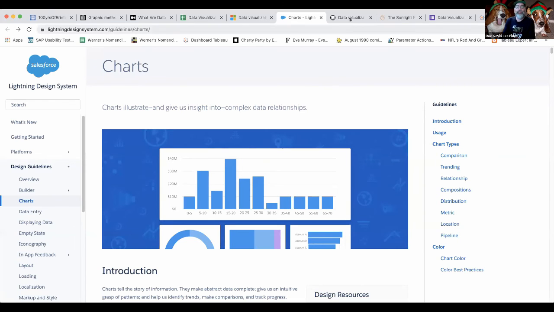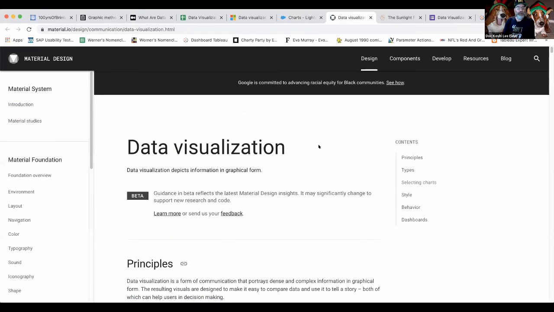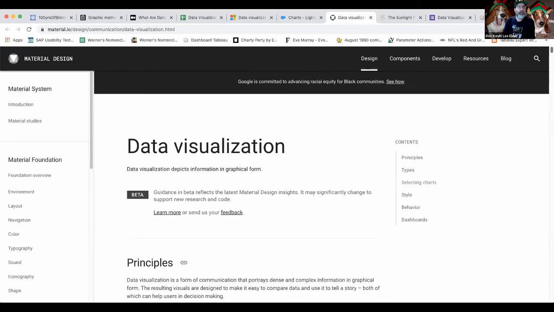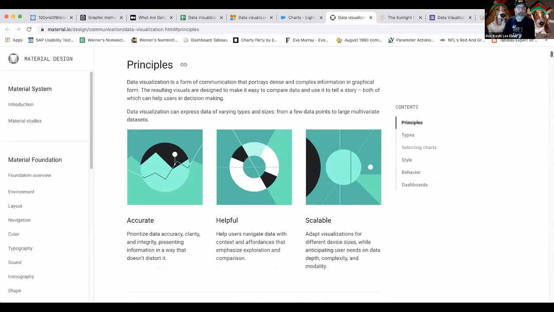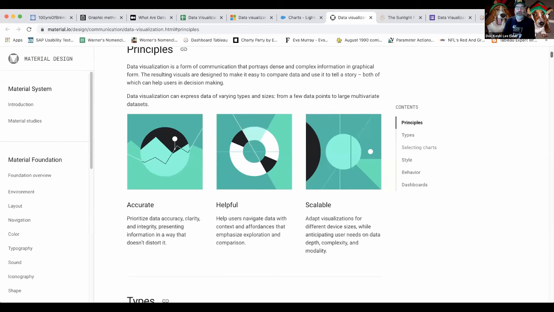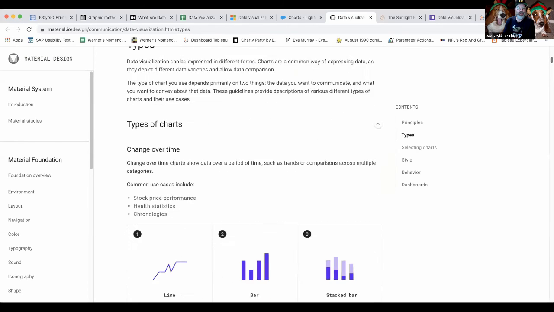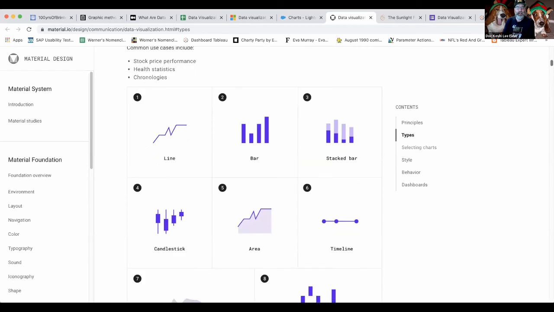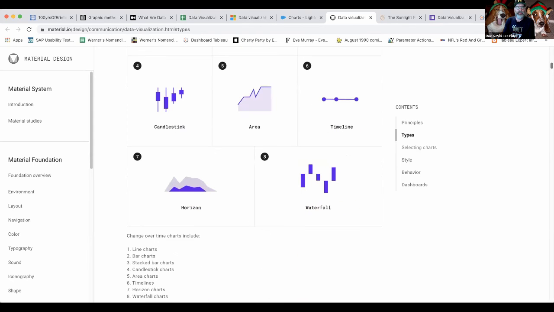But good stuff from Salesforce. Here's another really good website example, talking about things that will help you make your data viz easier for folks to understand, and talking about different types of charts and selecting them.